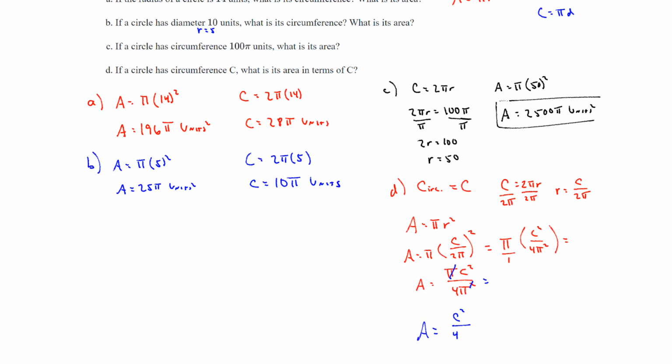divided by 4 pi. Now, that's not a formula that you need to go and now memorize so that if you have the circumference, you can find the area. But it's just another way to kind of think about what information that you have and what you can still find.